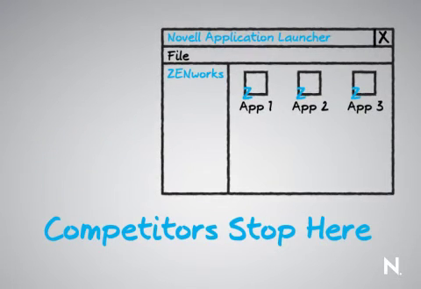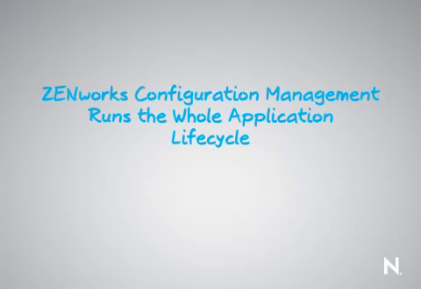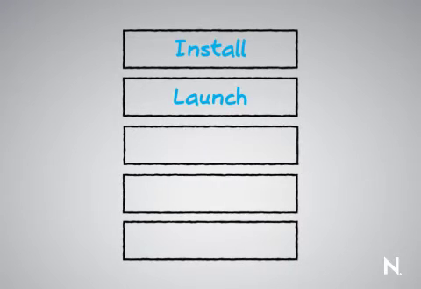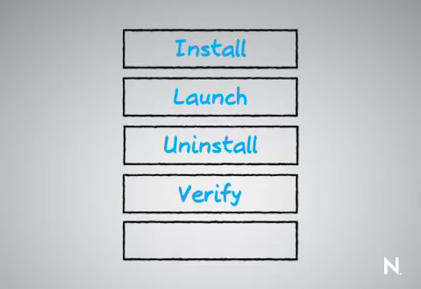However, when you launch the application, usually all you care about is double-clicking that app to get it installed. After that, you use traditional Windows shortcuts. With ZENworks Configuration Management, we run the whole life cycle of that application. So we have 5 distinct states called install, launch, uninstall, verify, and then termination. And termination ties to availability, which we'll talk about just a little bit.